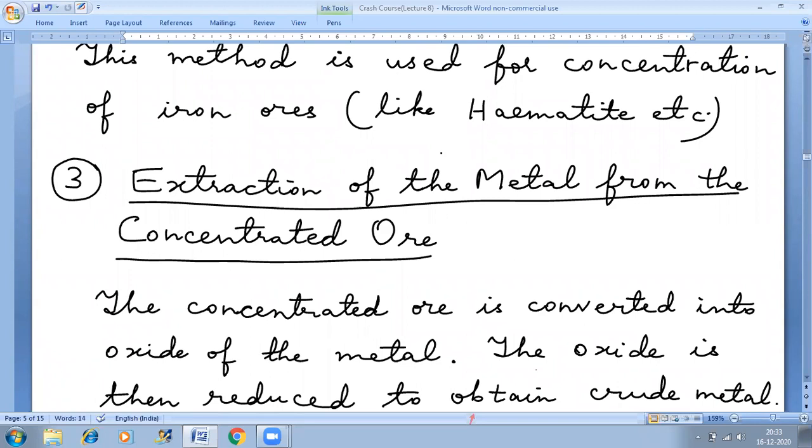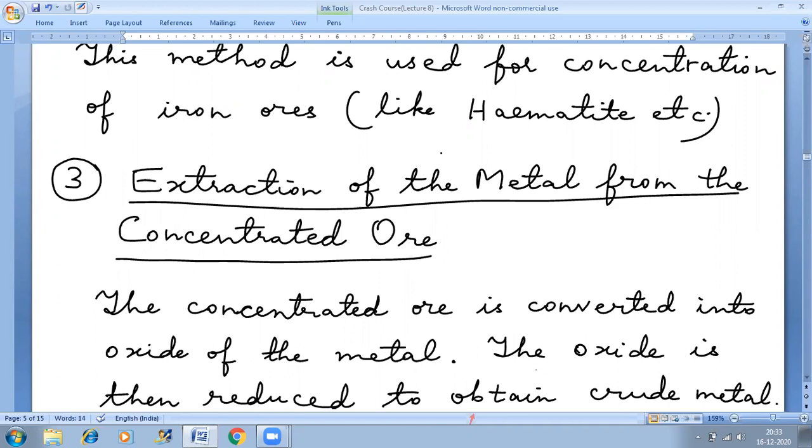That means what? Once I have the concentrated ore, I will convert it to the oxide of the metal through some chemical reaction. Once I have the oxide of the metal, I will convert that oxide to the metal by carrying out reduction. Why reduction? Because if any metal oxide is reduced, I will get the corresponding metal. Ultimately I'm interested in obtaining the metal only.